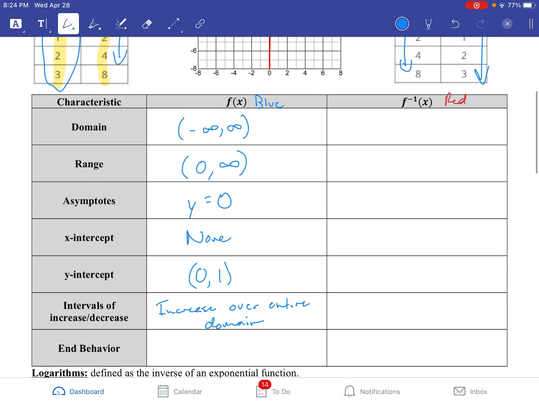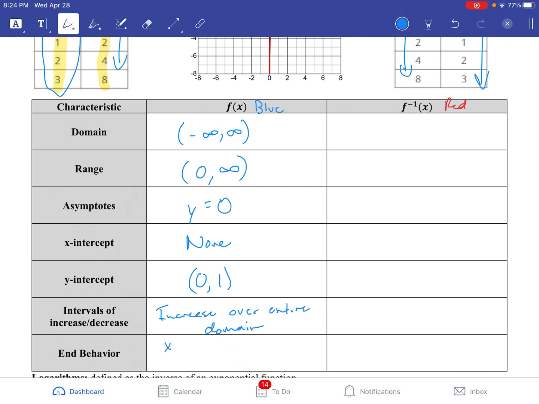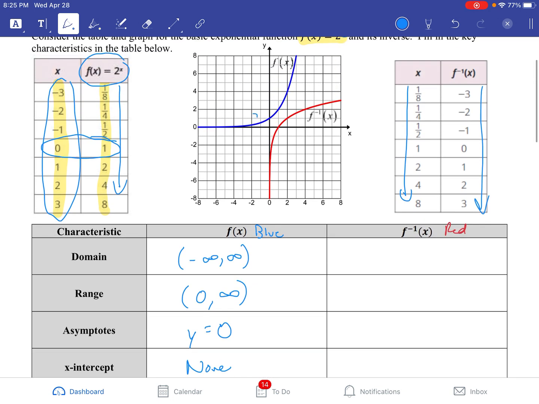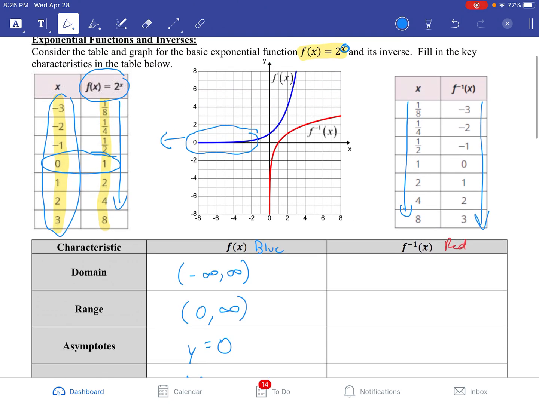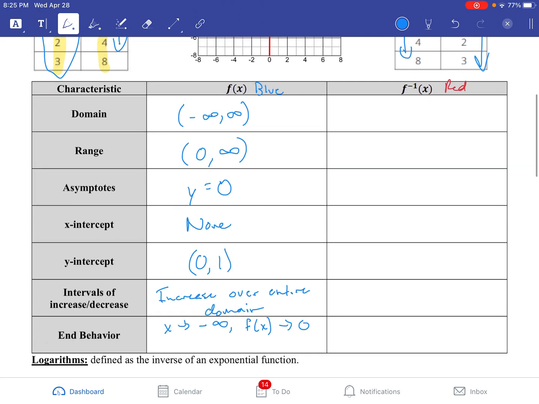Okay, and then finally your end behavior. So as x approaches negative infinity, the graph is going towards 0. Okay, we can see that right here. So as the graph approaches negative infinity, because it's going this way, it's getting closer and closer to 0. It just won't actually touch it. On the other side, though, as the graph goes to the right, so as x approaches positive infinity, the graph is going up towards positive infinity.